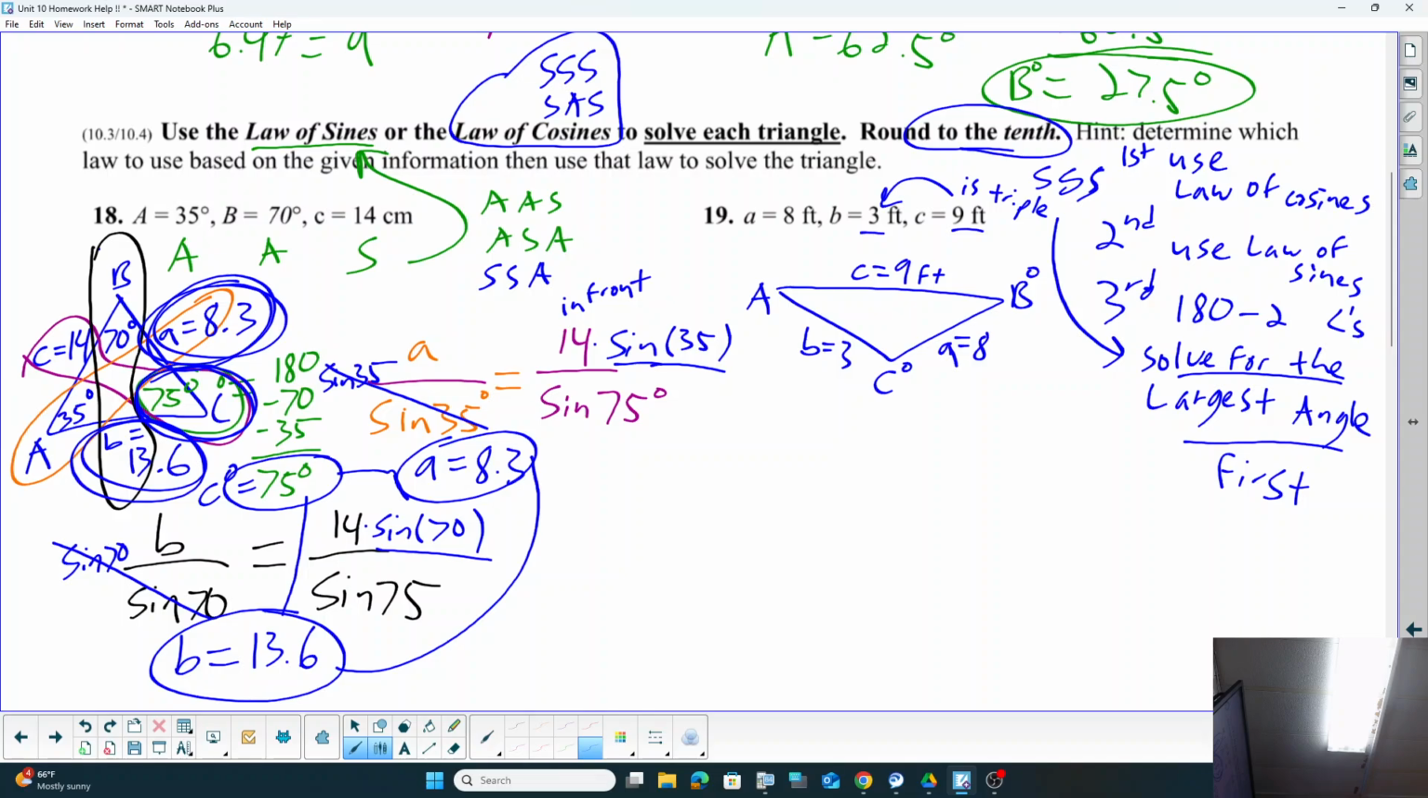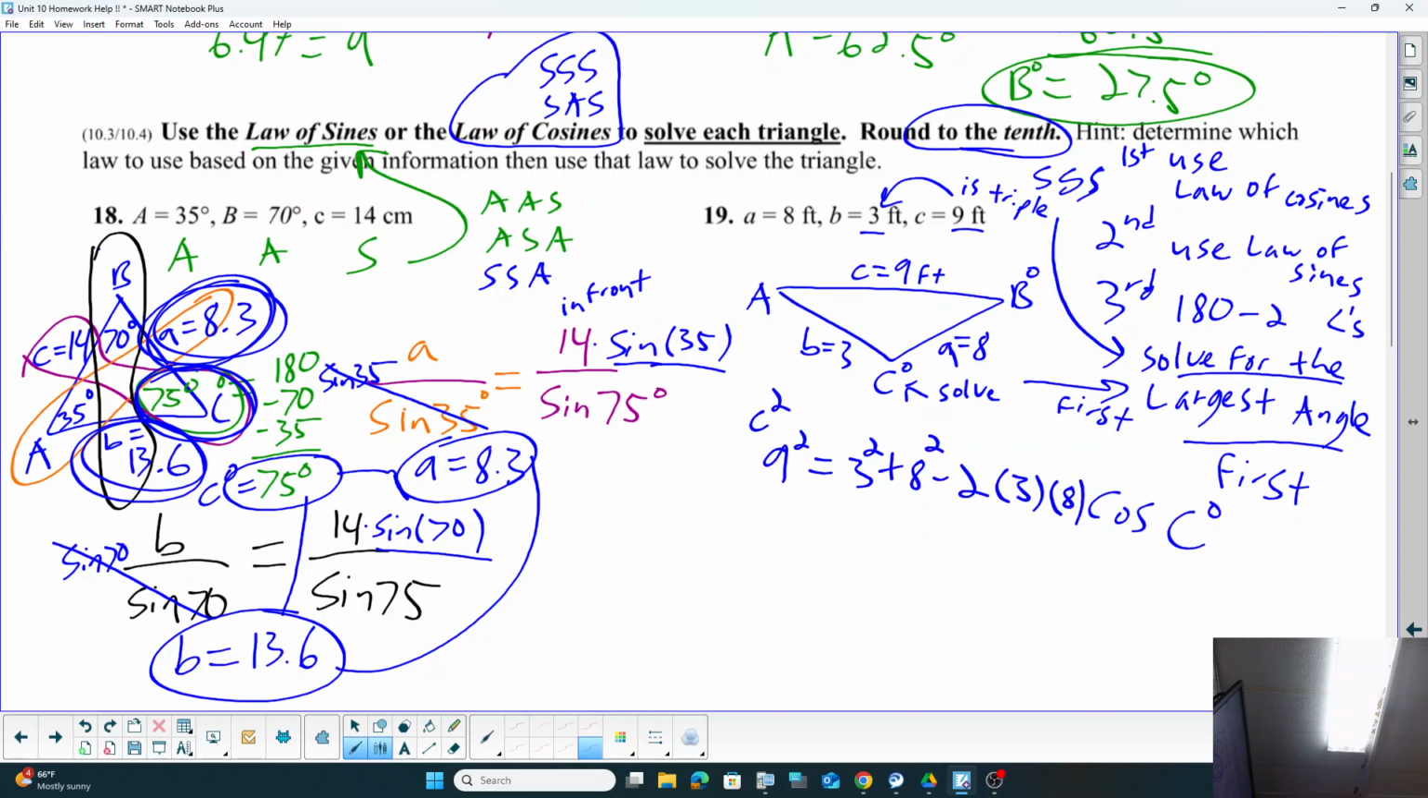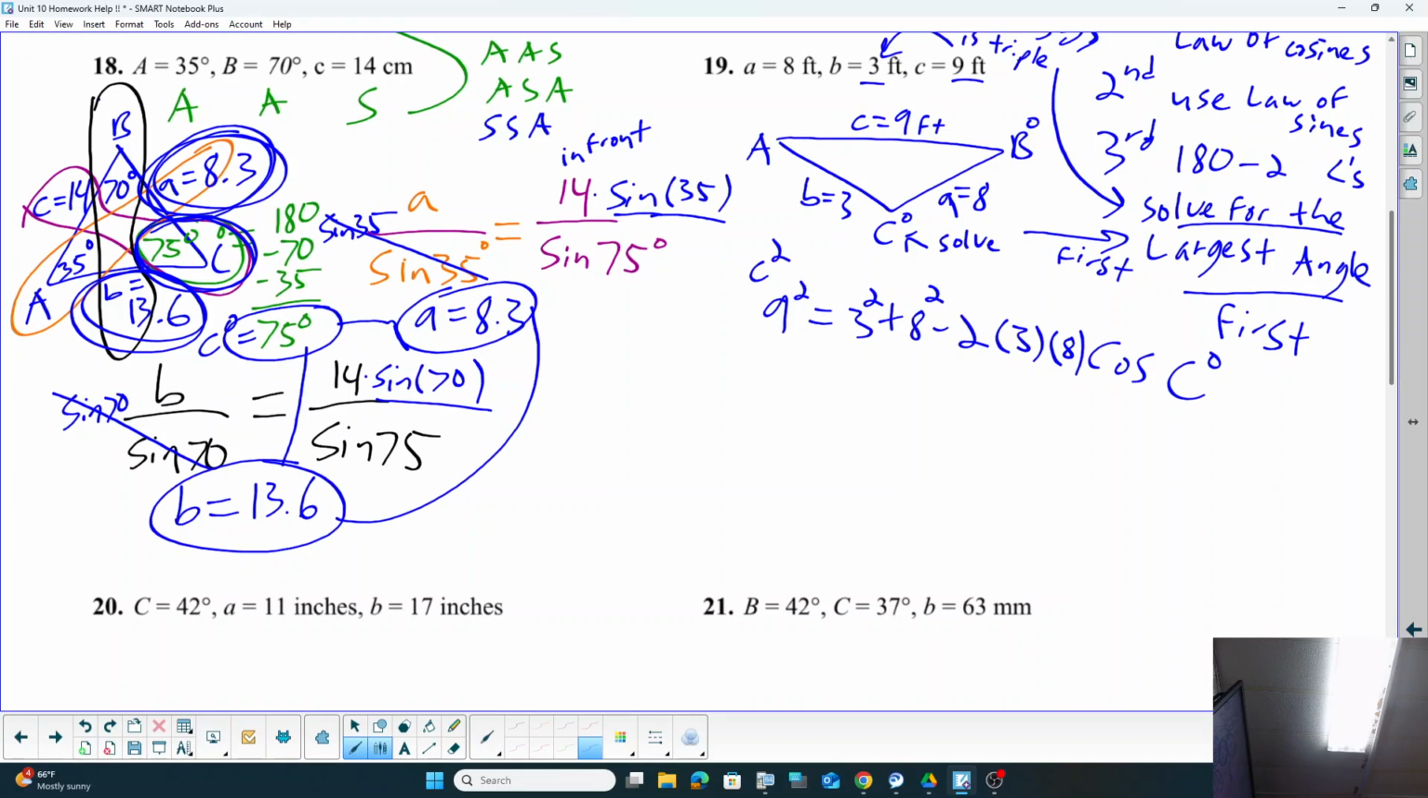So we need to solve for C, solve for the largest angle first. Okay, so we're going to do cosine of big C. And then we start with little c squared, and little c is 9 feet, equals the other two sides squared and added, minus 2 times those two sides. And this is where we're going to chunk it. Now we're going to chunk it piece by piece to solve for angle C.